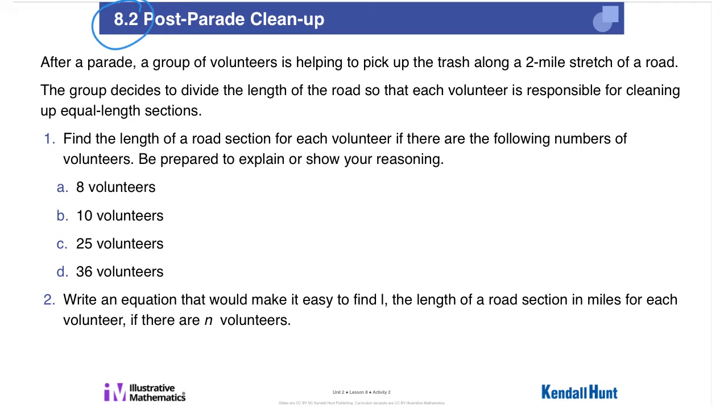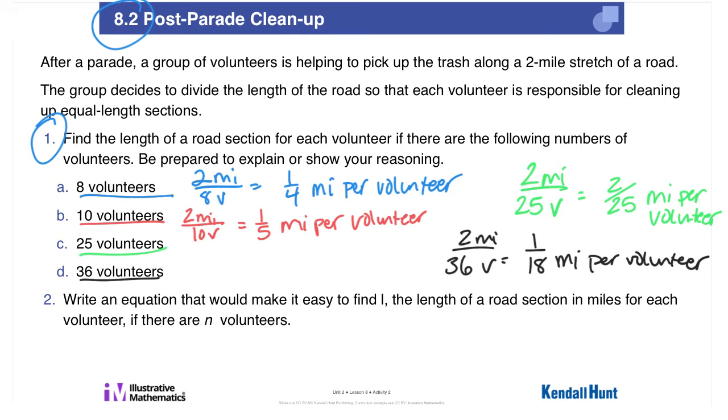We're skipping ahead to activity 8.2. Read the problem, get started on number 1. Go ahead. So I color-coded these to kind of help us out here. If there's 8 volunteers, I could take 2 miles, divide it by those 8 volunteers. Each volunteer would have a quarter of a mile to clean.